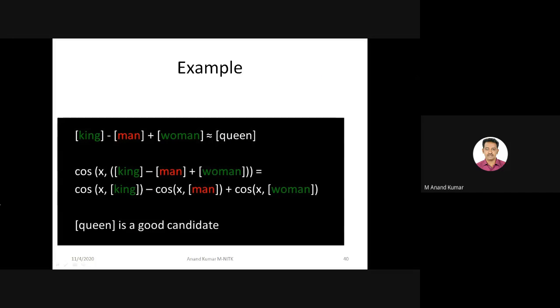Another example: king minus man. I take the vector of king, the numbers of king. From that I remove man. We know king says something about the masculine gender. From that I am removing the masculine information, man, and adding woman. After adding the vector woman, I get approximately a vector which is close to queen. You can even test this.